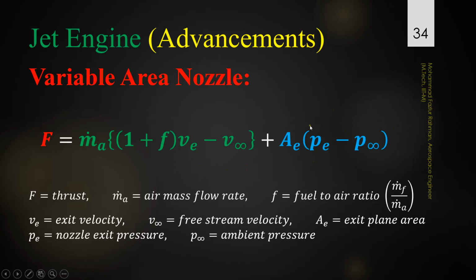So when the pressure part becomes 0, we get the maximum thrust, and at that condition we call it the adapted condition. The thrust is adapted. The engine is working at the adapted condition. That's the most optimum thrust produced at the time.